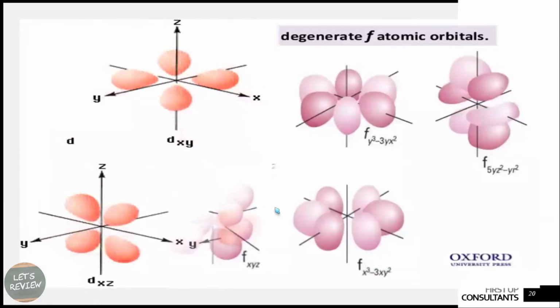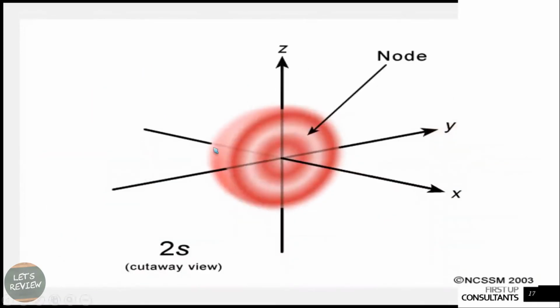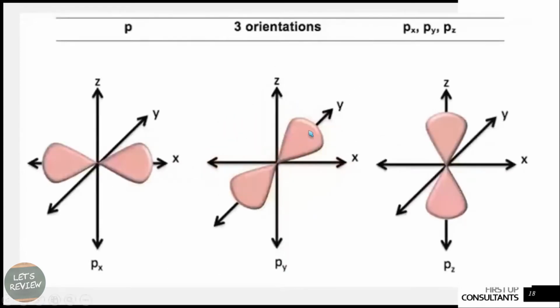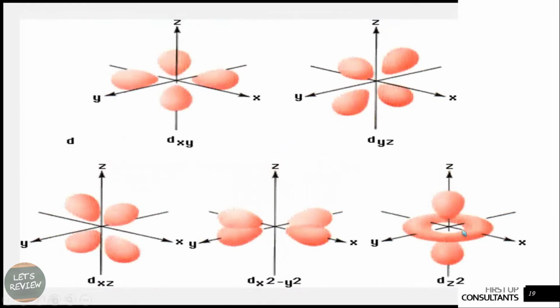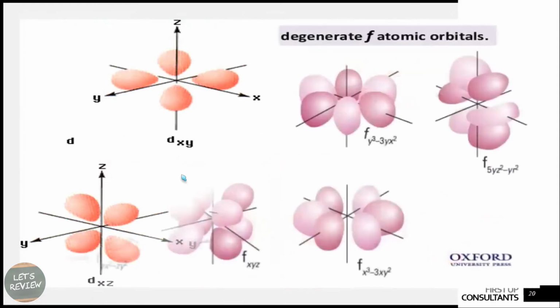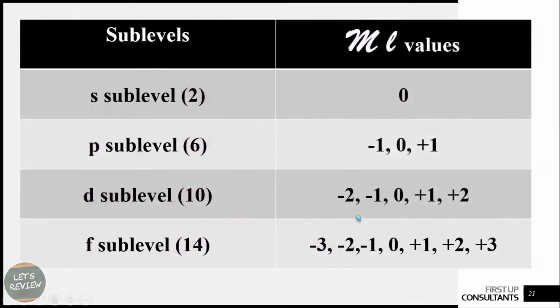Let's go back again to the pictures showing it. So we have for the S, this is for the P, for the D, 1, 2, 3, 4, 5 times 2. Then for the F, 1, 2, 3, 4, 5, 6, 7 times 2. The reason why we get a value of 2, 6, 10, and 14.